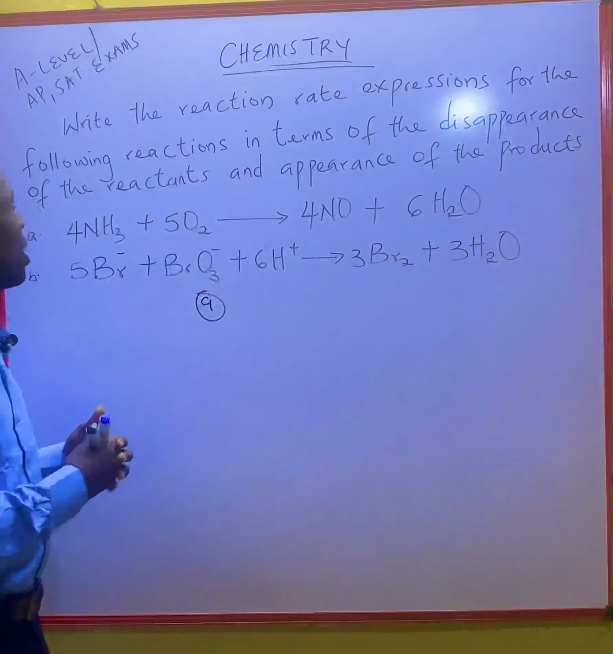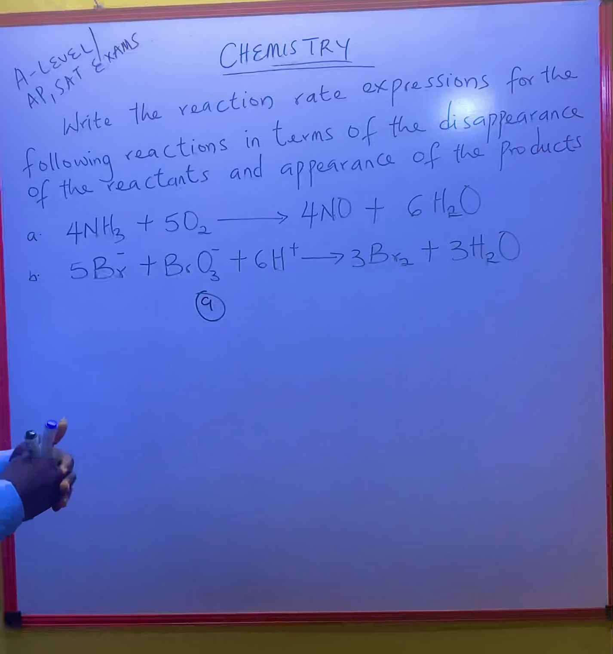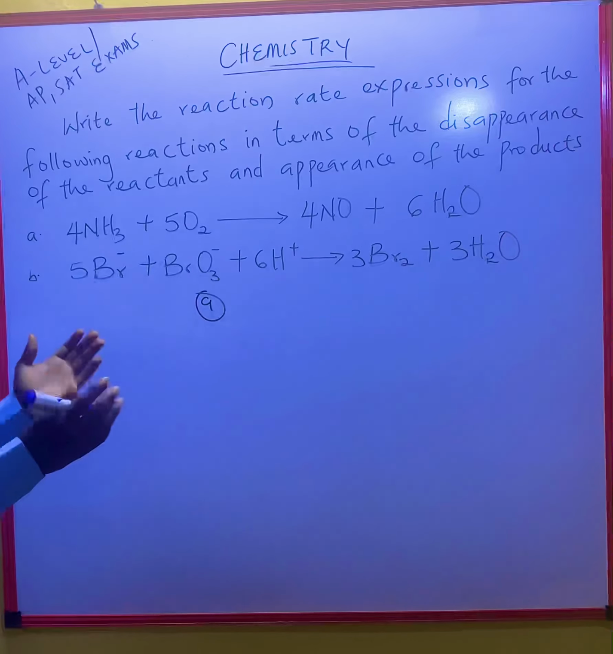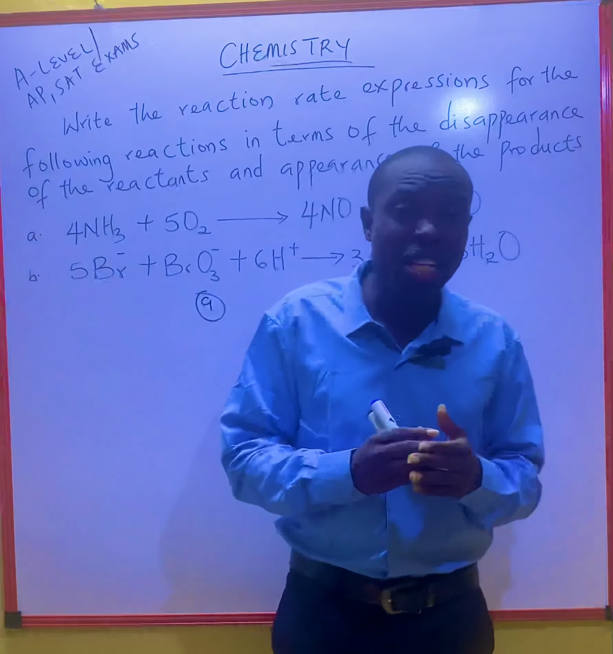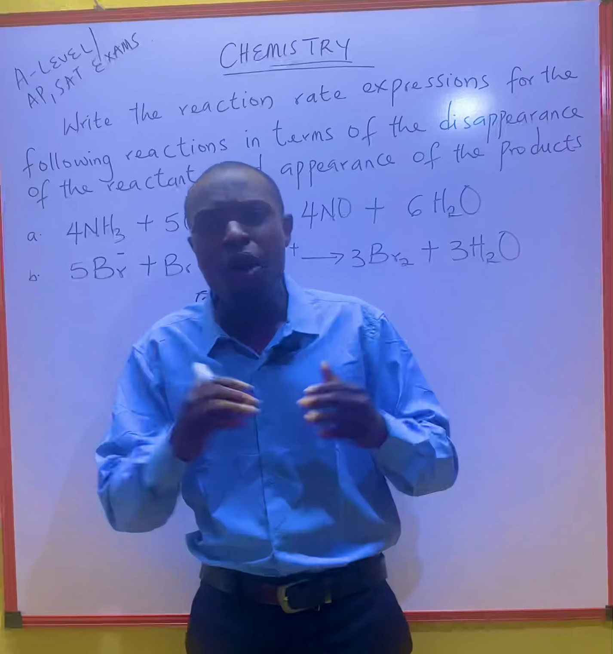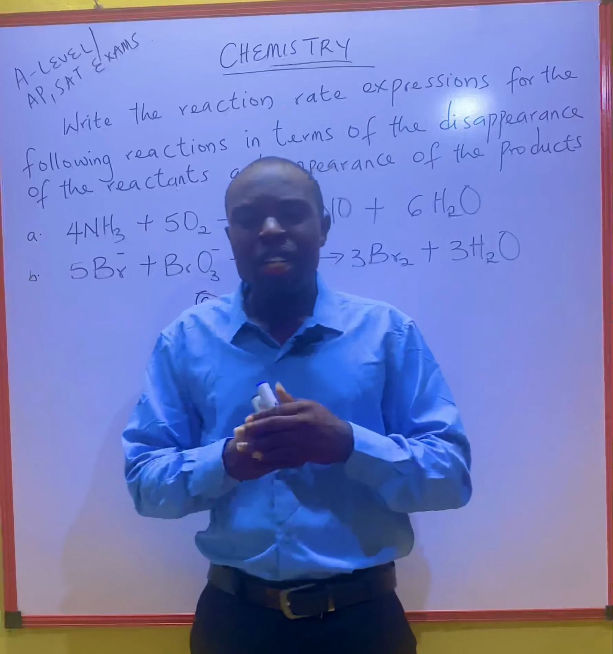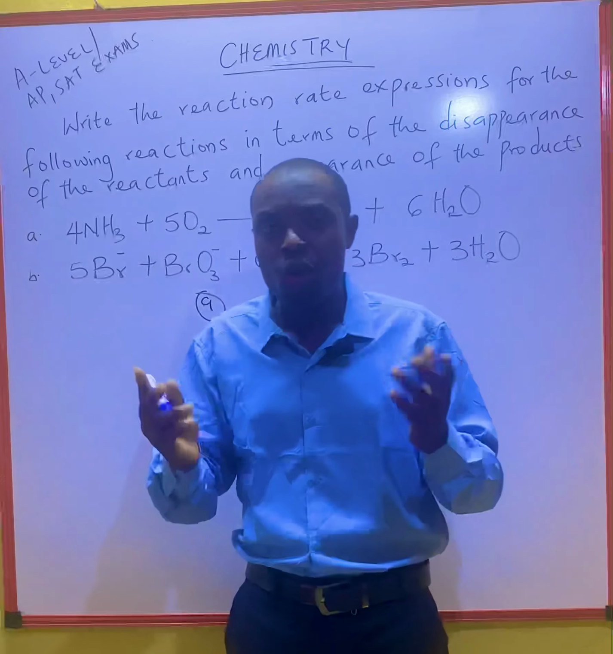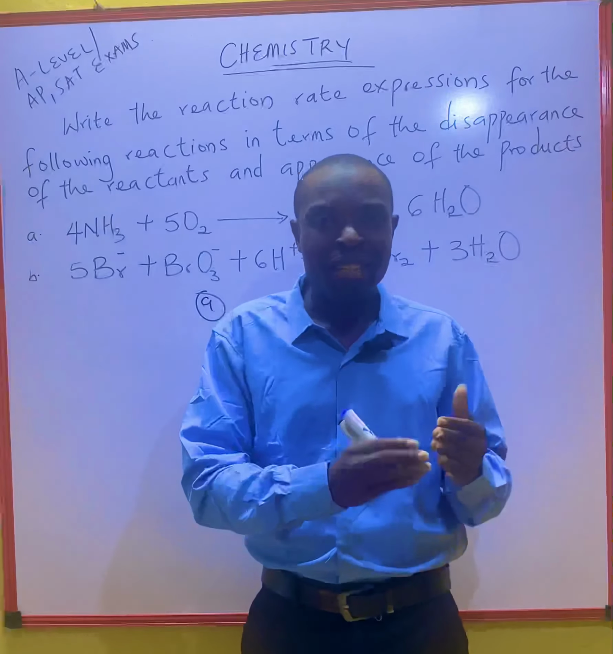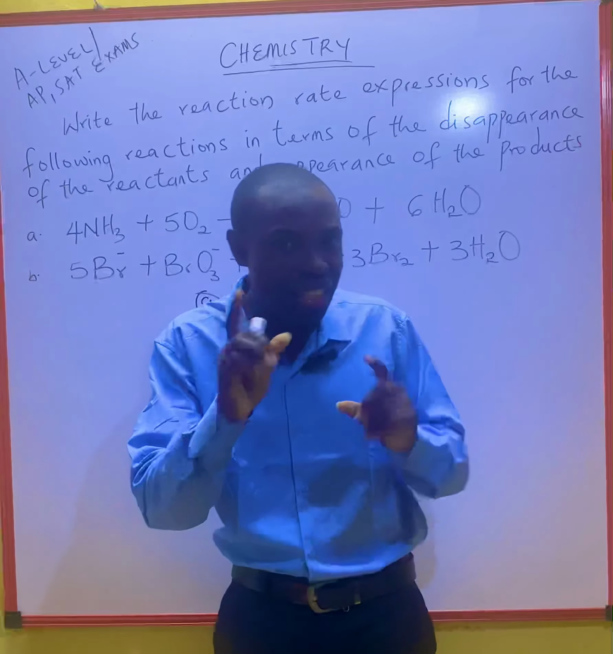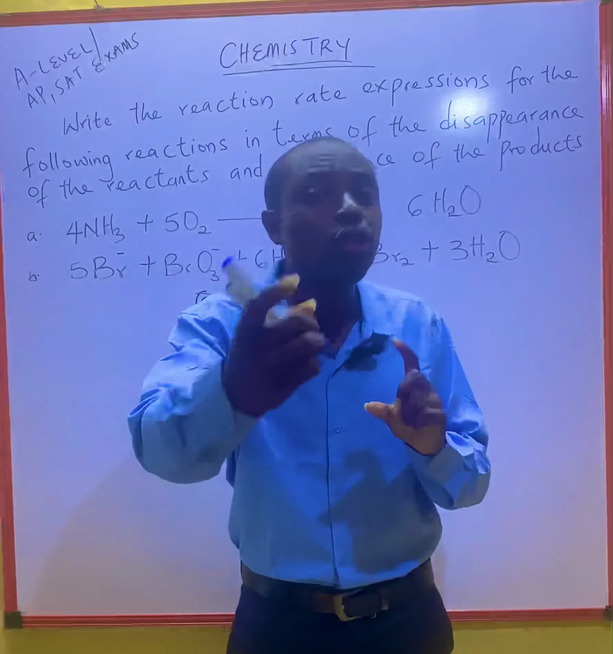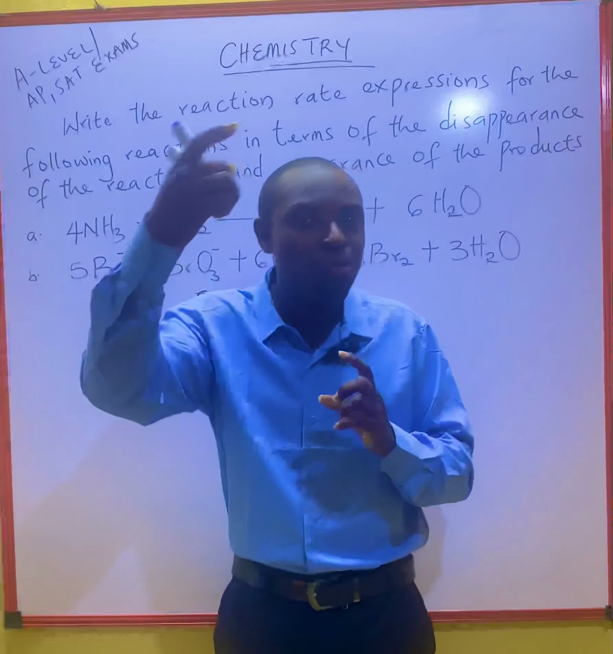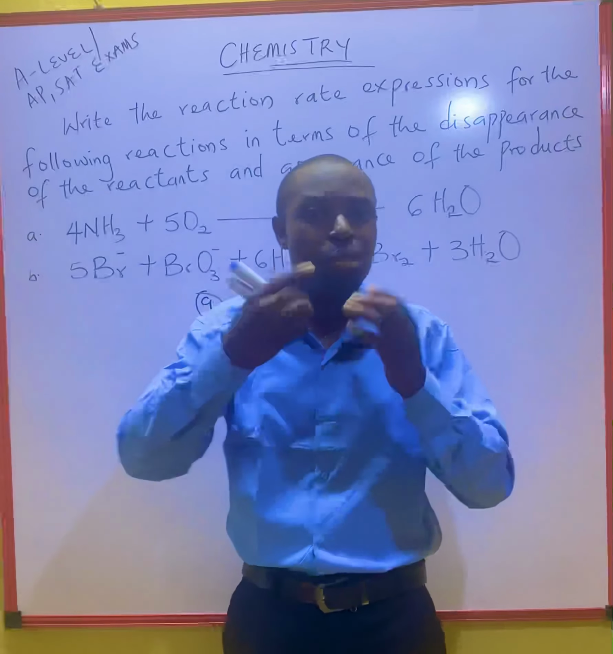Now, on the board is a question that says, write the reaction rate expressions for the following reactions in terms of the disappearance of the reactants and appearance of the product. There are some keywords there we should actually take note of. Now, I did say in my previous video that reaction rates can be written in two ways. One, in terms of the disappearance of reactant, which also means the consumption of reactant, and the product appearance or product formed.